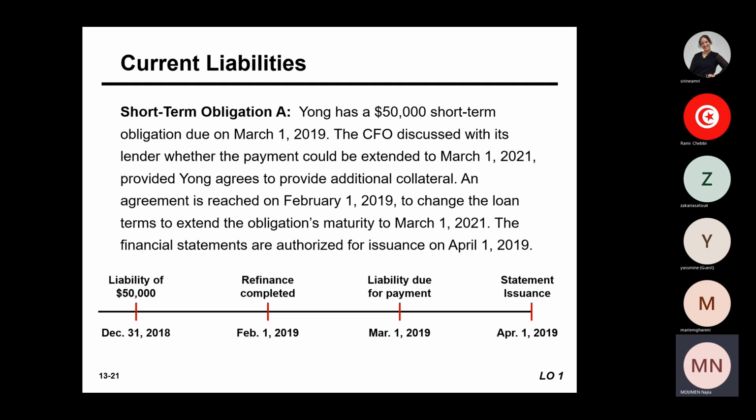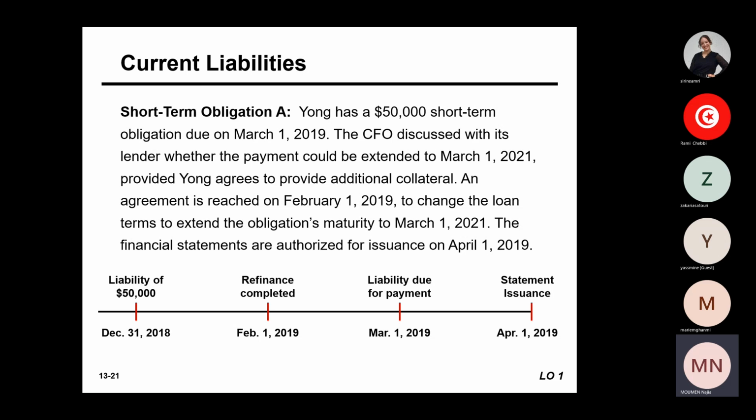The first issue is related to obligation A. It is a 50,000 short-term obligation that is due on March 1st, 2019. The CFO discussed with its lender whether the payment could be extended to March 1st, 2021, provided Young agrees to provide additional collateral. An agreement is reached on February 1st, 2019 to change the loan terms to extend the obligation maturity to March 1st, 2021. The financial statements are authorized for issuance on April 1st, 2019.